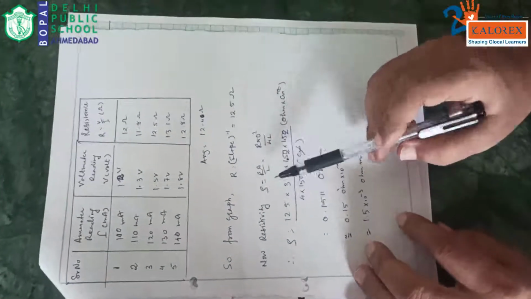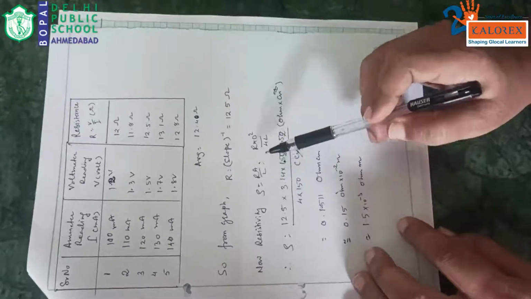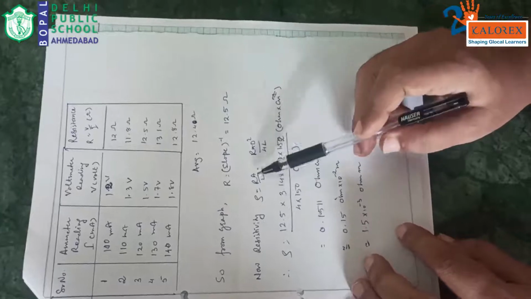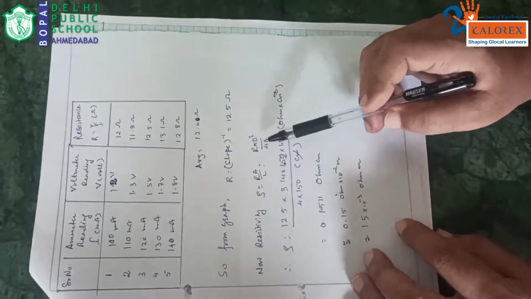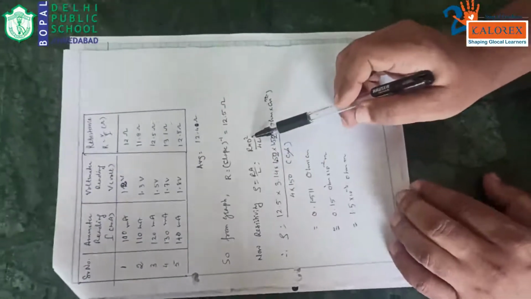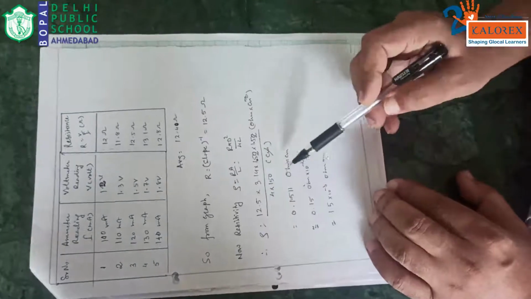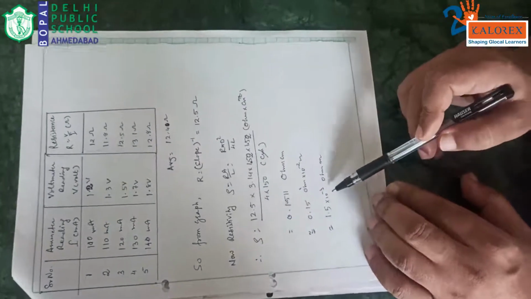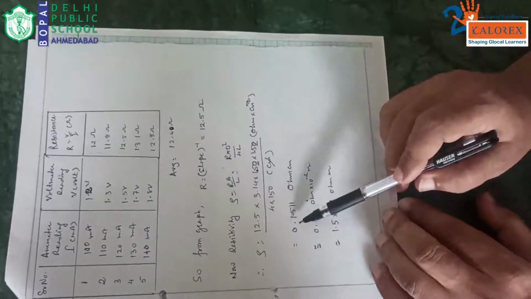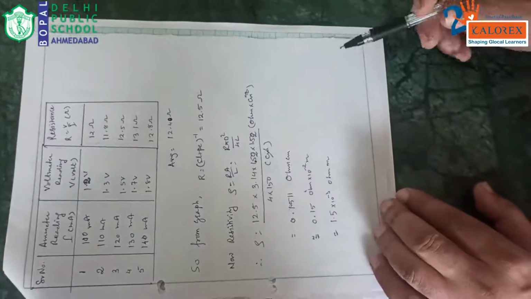Now we have rho equal to RA by L, that is equal to R pi d square by 4L. Area is represented by pi d square by 4. Previously we have seen what d and L are. d is the diameter, L is the length of the wire. I have already put in the values. On calculation we get 1.5 into 10 to the minus 3 ohm meter. If you are asked in centimeter, it is 0.1511 ohm centimeter. Thank you.